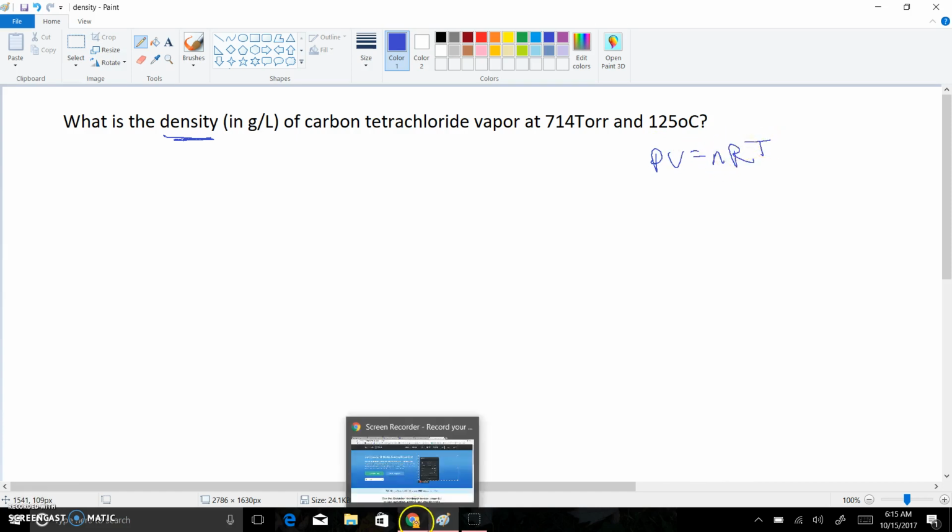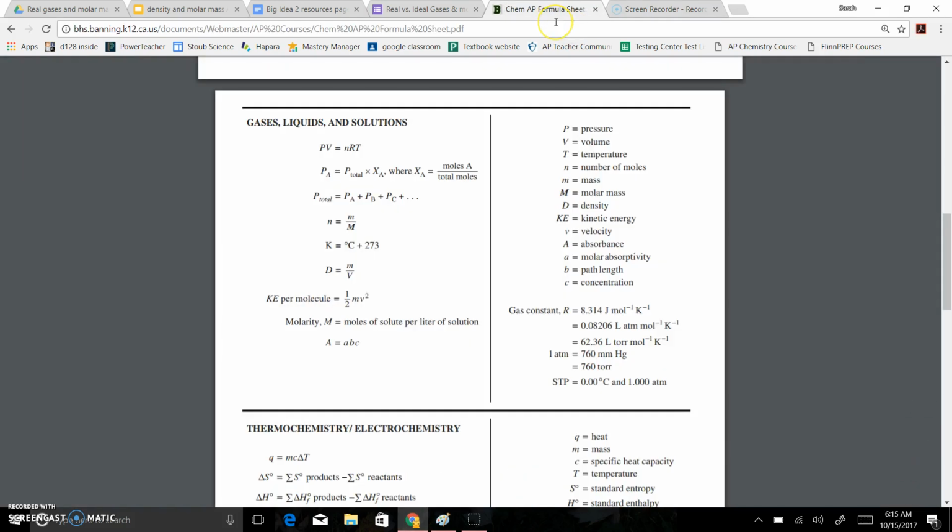Now if you go to your equation sheet for AP Chem, it really gives you density equals mass over volume, you can see here right in the middle. But to me, it doesn't really apply gas laws. So it's kind of helpful, but it's kind of not. Hopefully density is kind of in your head already. So that's really all you're given.